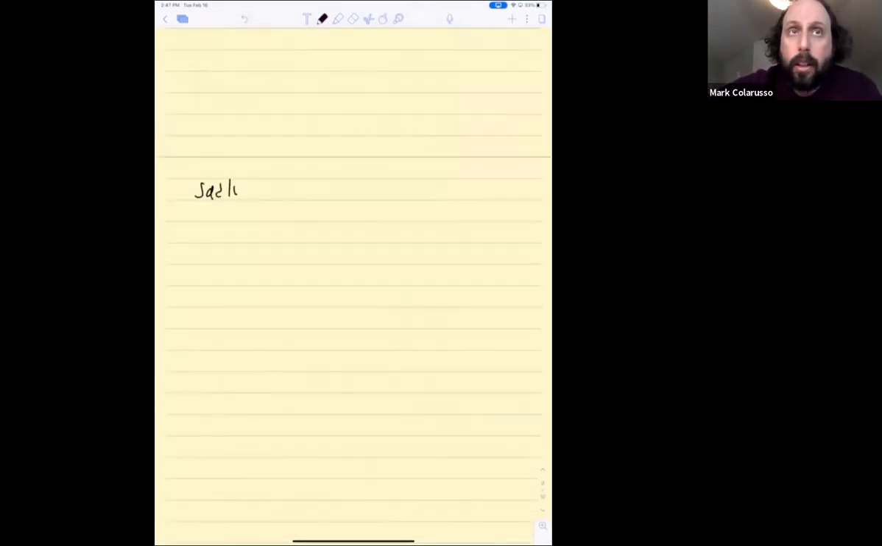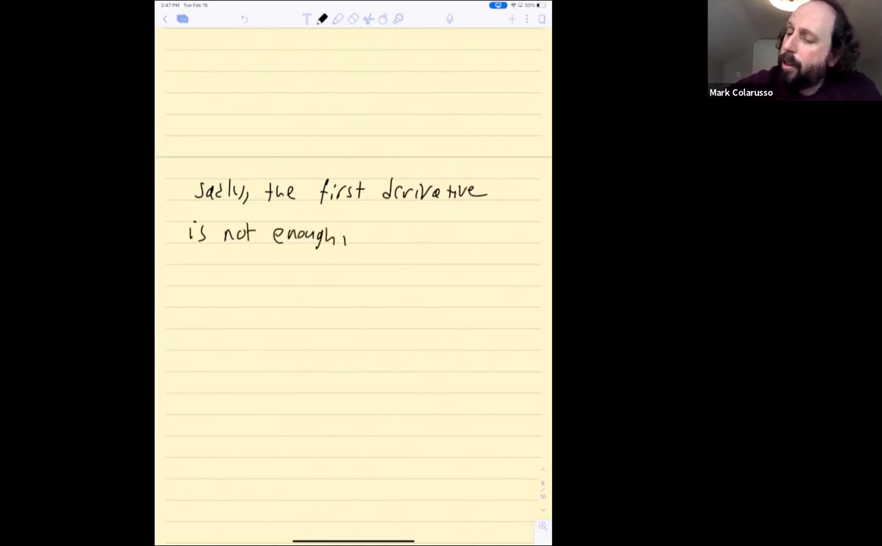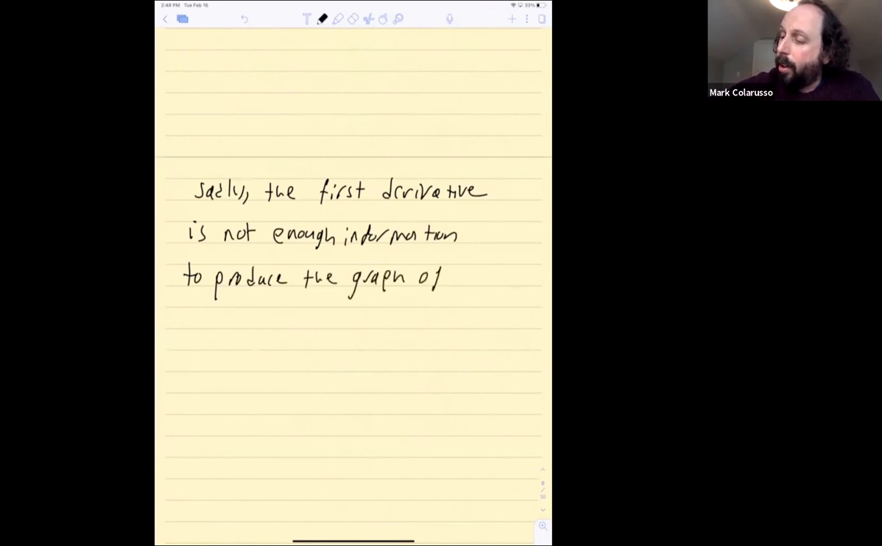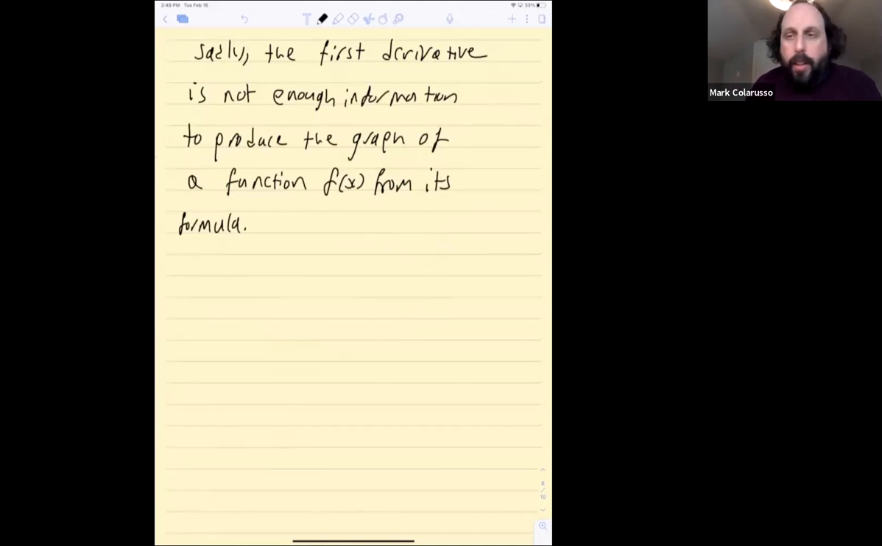So sadly, the first derivative is not enough information to produce the graph of a function f of x from its formula. There's a couple of ways to think about this.